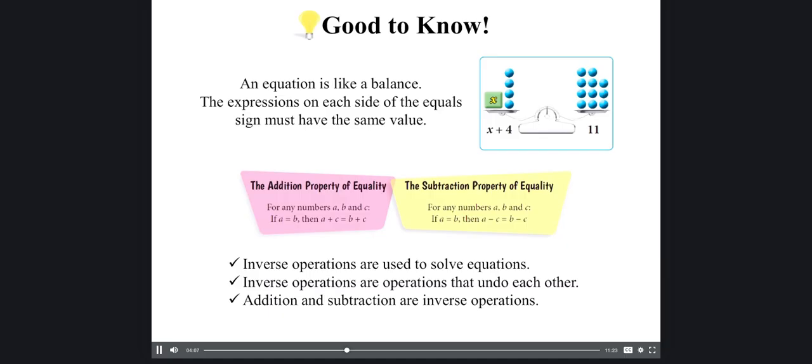Inverse operations are used to solve equations. Addition and subtraction are inverse operations. You may have noticed that inverse operations were used to move along the number line or to balance the scale.